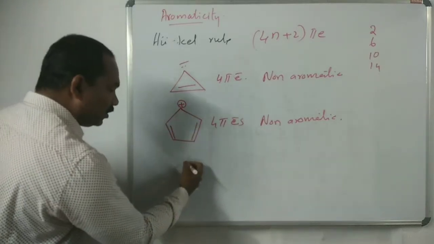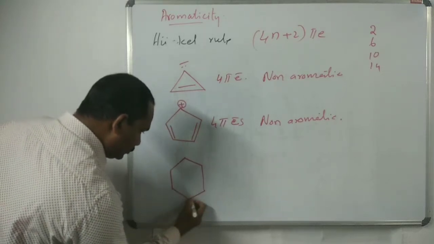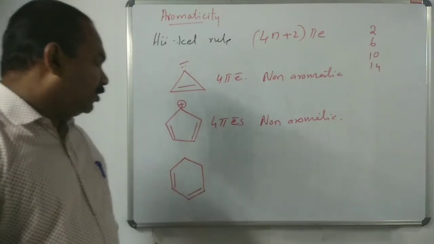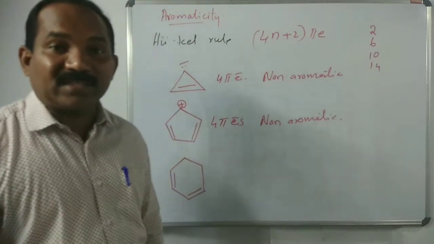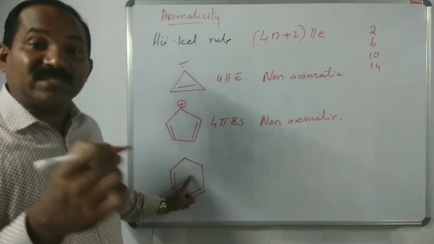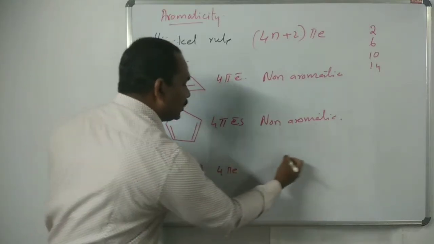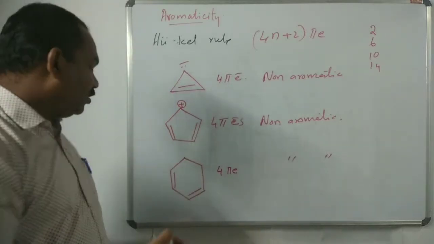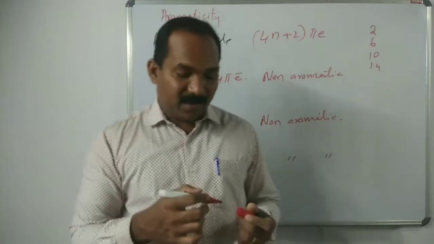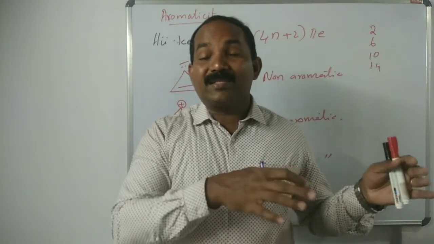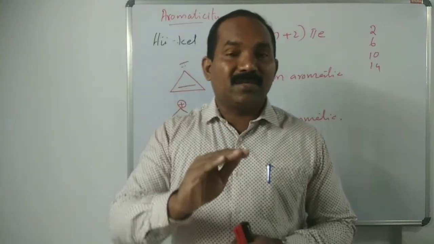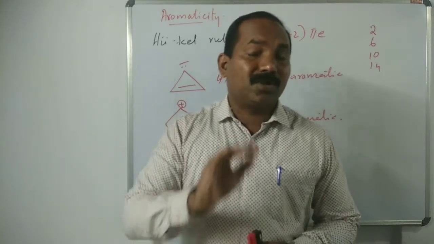Another one, cyclohexadiene compound. Cyclohexadiene: cyclic, no conjugation. Okay, complete delocalization is restricted, and it also contains 4 pi electrons. It is non-aromatic. Cyclohexadiene is a non-aromatic compound. Similarly you can determine more compounds which contain 4n plus 2 electrons, and which don't contain 4n plus 2 pi electrons. So aromatic theory is a very important theory in the board exam as well as competitive examinations.